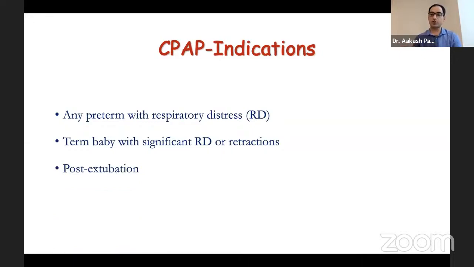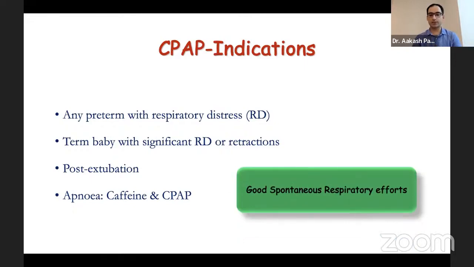Apart from these, post-extubation CPAP is found to be useful in decreasing the rate of reintubation, especially in babies who weigh less than 1.5 kgs. As already discussed, it is also beneficial in apnea. But remember that CPAP is not useful as an alone therapy, but it has to be used along with caffeine. So for apnea, caffeine and CPAP remain the treatment of choice, and the majority of the babies can be salvaged with these two modalities. However, remember, for CPAP or any other non-invasive mode of ventilation, the baby needs to have good spontaneous respiratory efforts for it to work. Without it, no non-invasive mode is going to work.